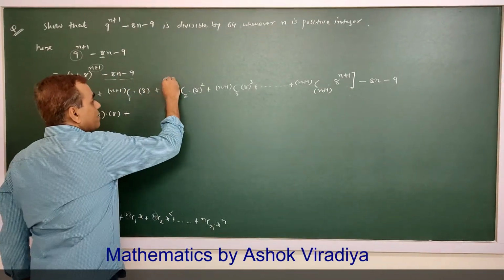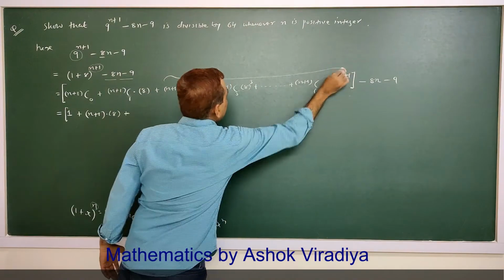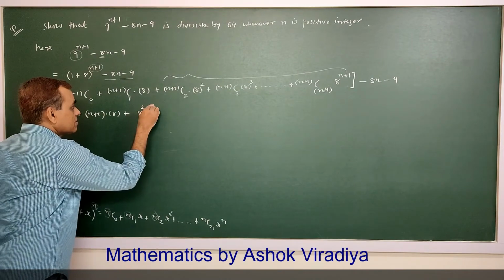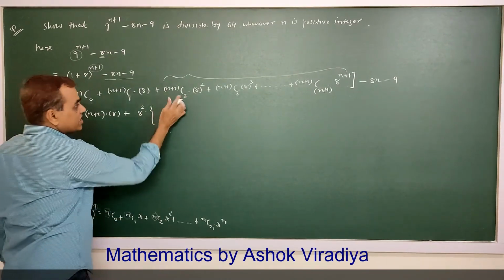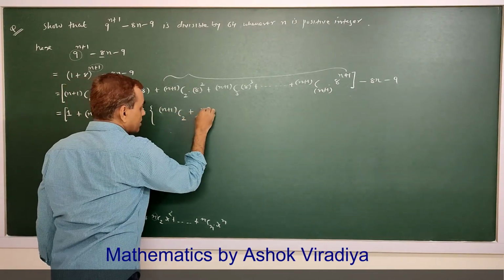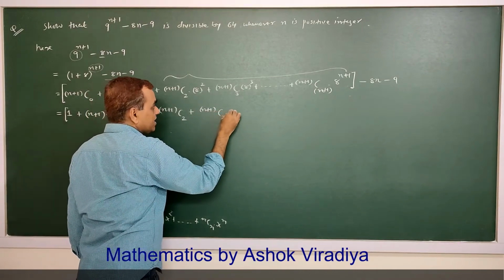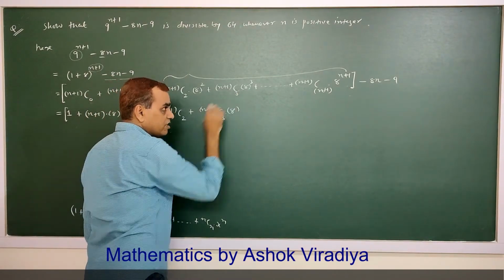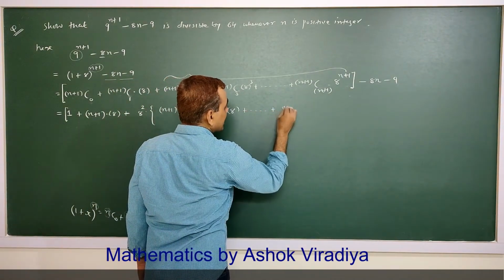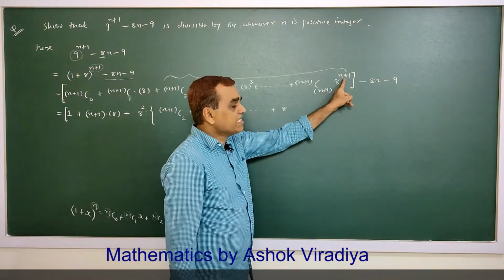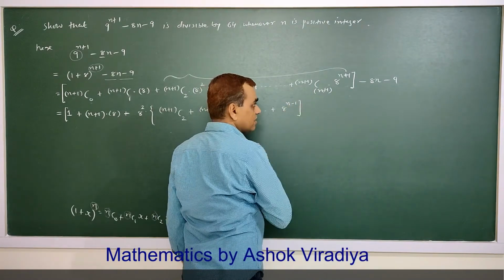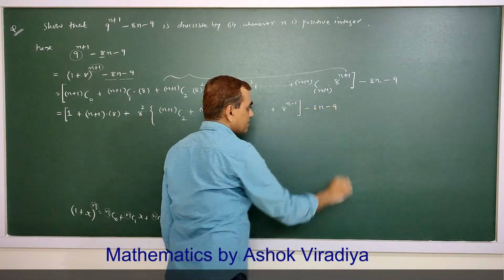Now look, from this part I am taking 8 square common. So what is left here? (n plus 1)C2 plus (n plus 1)C3 into 8, because 8 square is taken common, plus this is 1 into 8 raised to n minus 1, since 8 square is taken common, we subtract 2, and these numbers as they are.